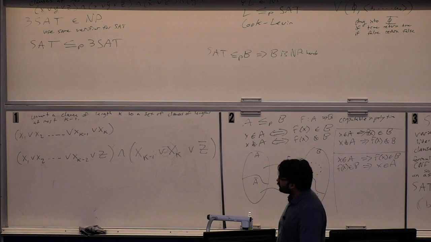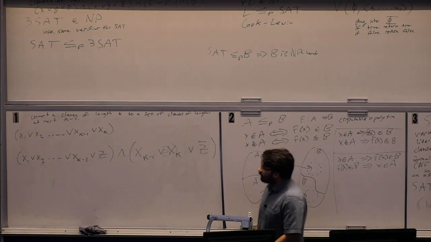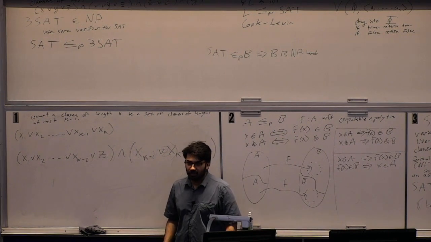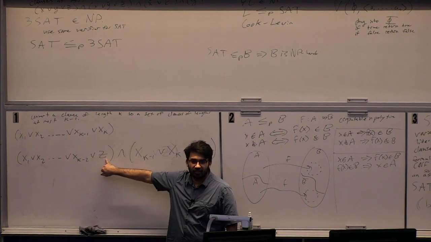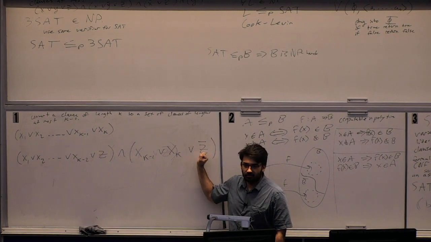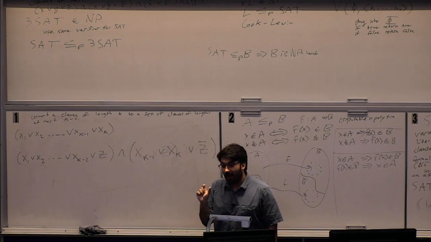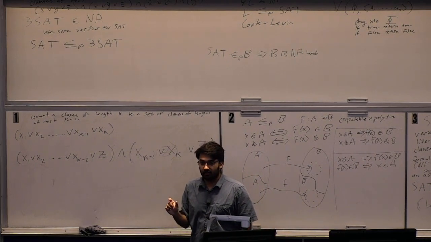So we break off the last two literals of the clause, and we're going to separate them into a clause. Then we're going to add a dummy variable, z, such that z is in the first clause, but the not z is in the second clause. So we broke one clause into two clauses, and now we've added a dummy literal.